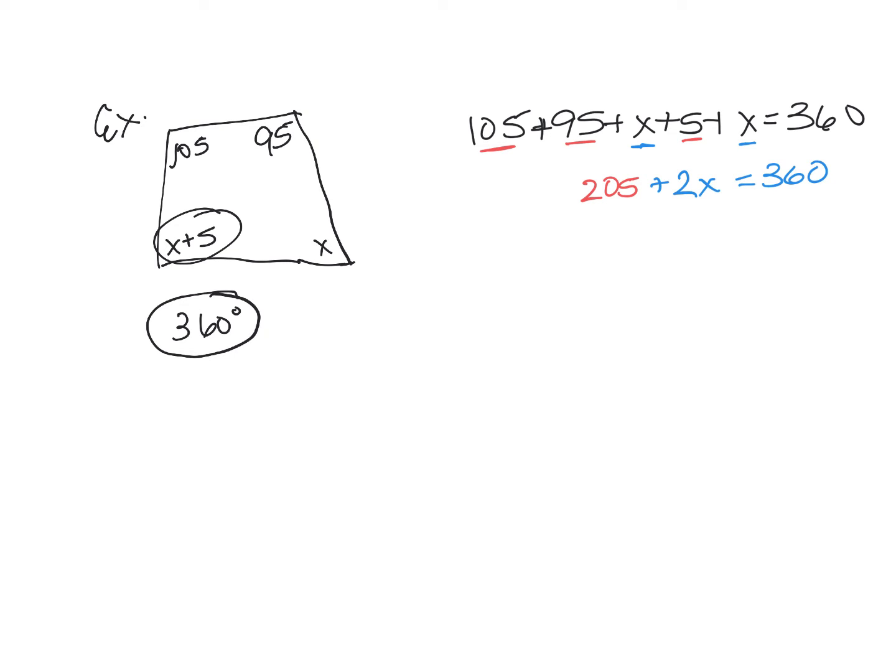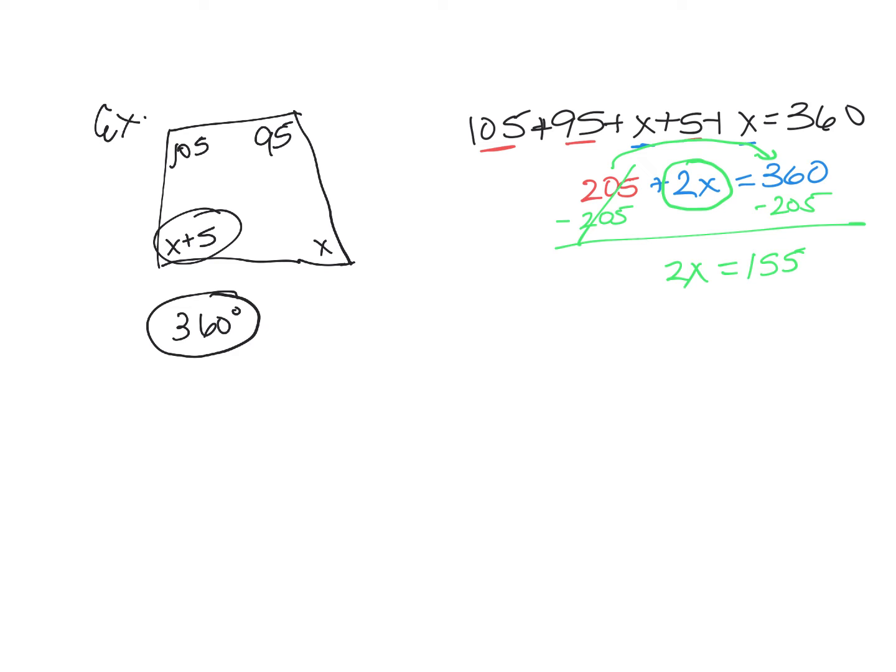And now I'm going to solve. So remember, if you're struggling with solving, we're going to circle the variable. We need to push this 205 onto the other side. So it's a positive 205, so that means I'm going to subtract it. That's the inverse operation, right? We're going to subtract that. And so then I get 2x equals 155.